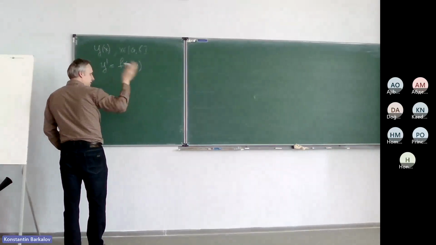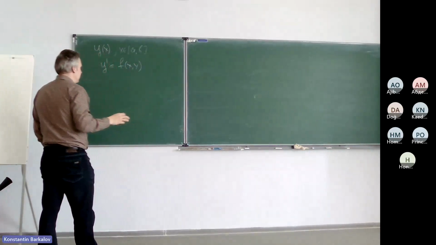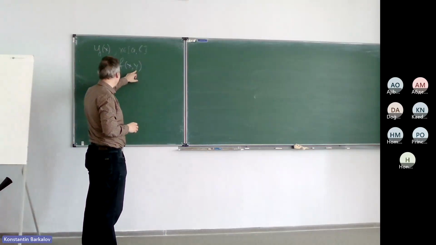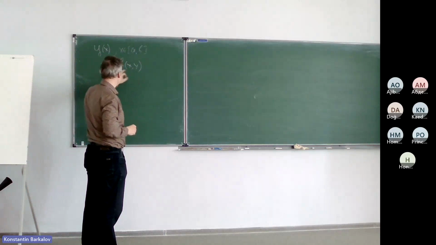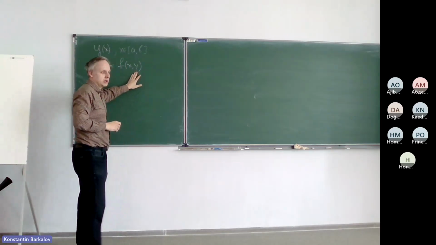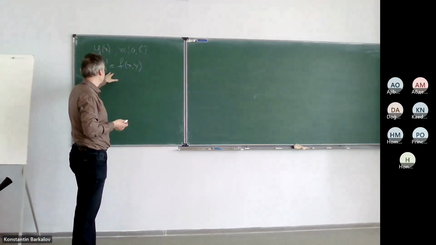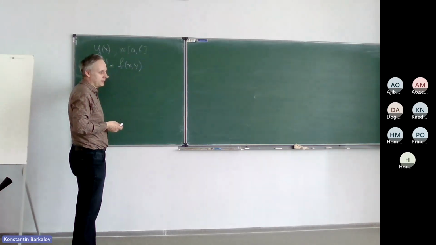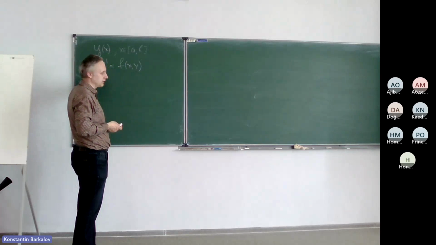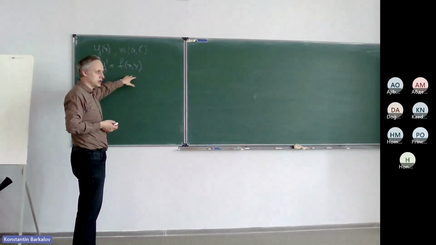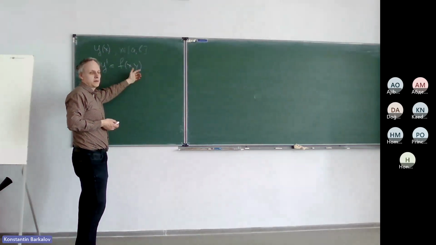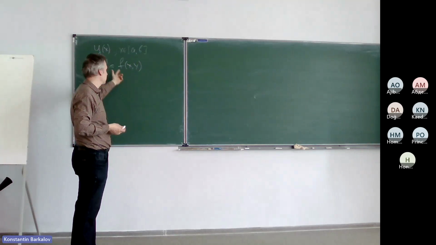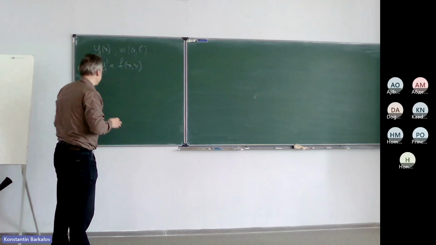The function f in the right-hand side depends on the variable x and the unknown function y. So here, y is placed in both parts of this equation. In the left-hand side, we have the derivative y prime. In the right-hand side, we have y as a parameter, as an argument of another function f.